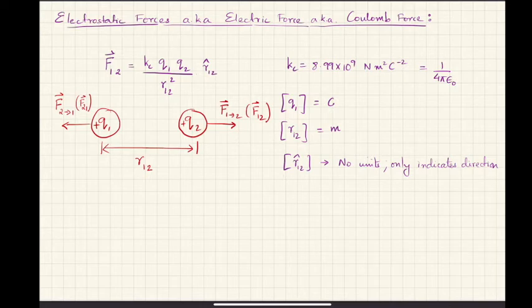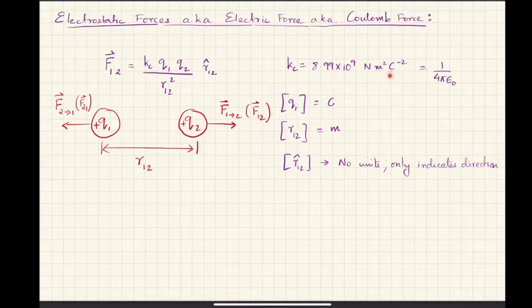Okay, so I have written out what F12 is in symbolic form up here. And so let's look at each of these terms on the right hand side of this equation. So the first thing is Kc. Kc is a constant, right? And its value in SI units is 8.99 times 10 to the 9 Newton meters squared Coulomb to the minus 2. So those are the SI units.